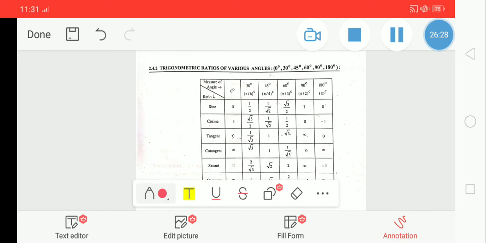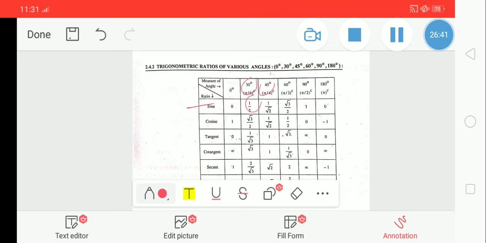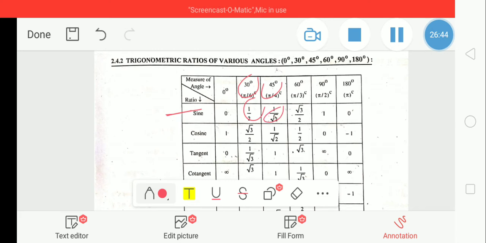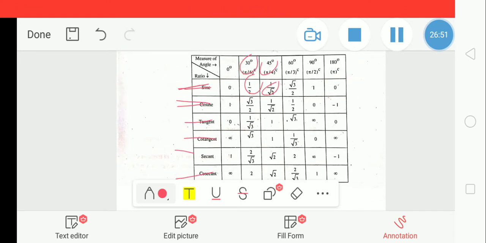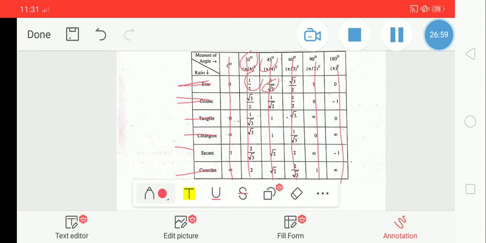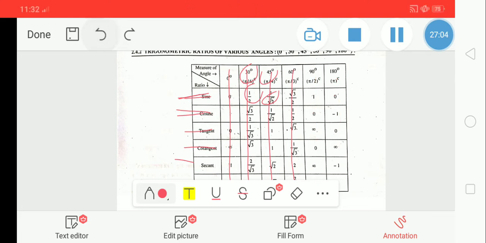Now these are the values of sin, cos, tan, cot, sec, cosec of theta. So sin of 30 is half, then sin of 45, that is pi by 4, is 1 upon under root 2. These are all the formulas for sin, cos, tan, cot, sec, cosec, meaning the values at 0 degree, 30 degree, 45 degree, 60 degree, 90 degree and 180 degree. This is very important for solving sums.